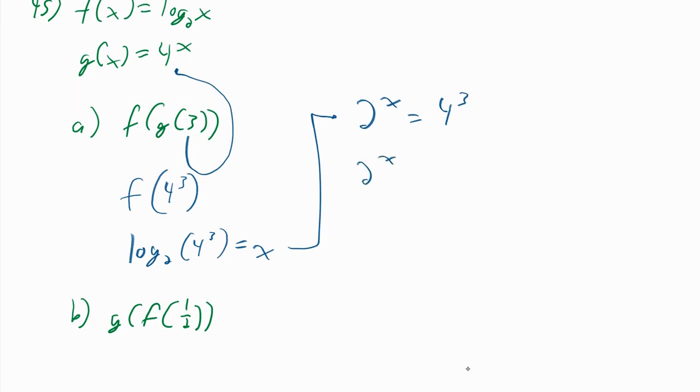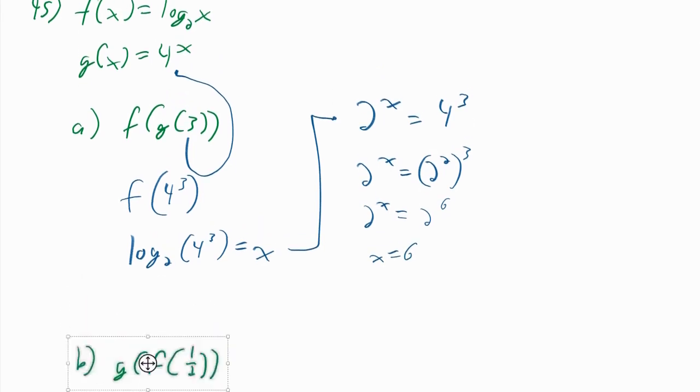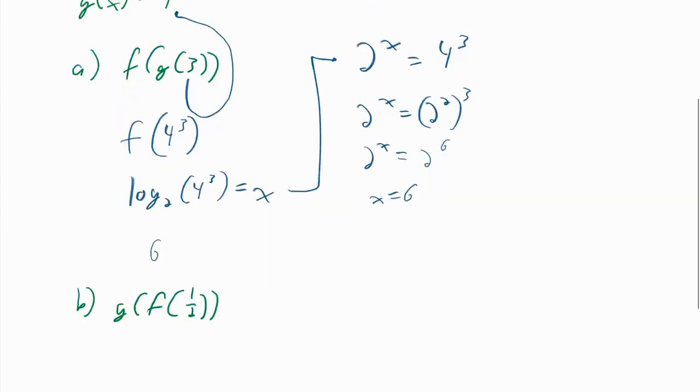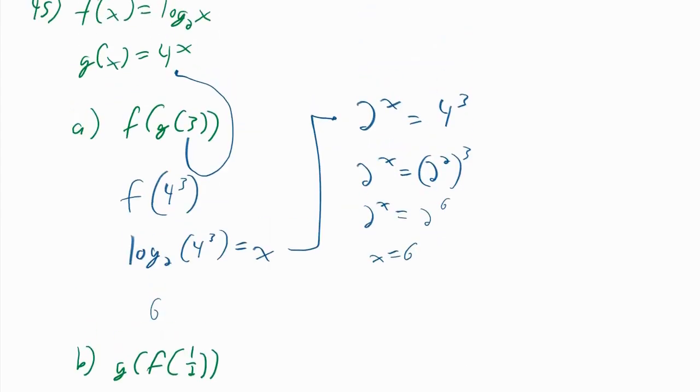And if I write both sides as powers of 2, I get 2 squared to the third, or 2 to the x is equal to 2 to the sixth, or this unknown x is 6, which means that this log base 2 of 4 to the third is actually equal to 6. And that should make sense because 4 to the third is 64.